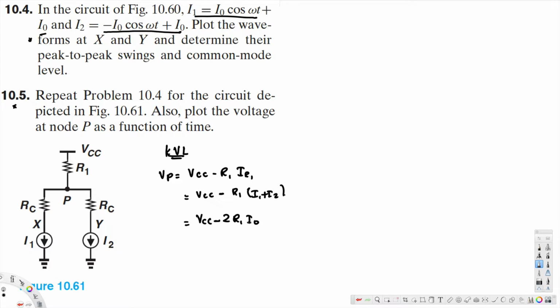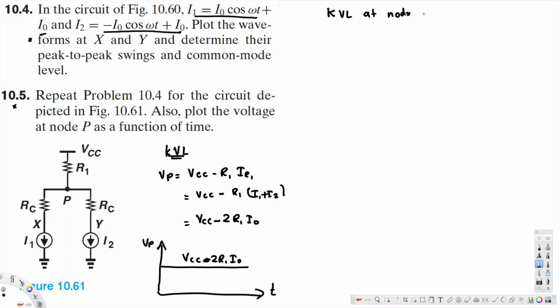Now if we draw VP as a function of time, it's going to look like this. This is VP and this one is time. And here we are going to have the equation VCC minus 2R1 I naught. Okay, now that's it for this one. Now what we are going to do is apply KVL at node X and Y.